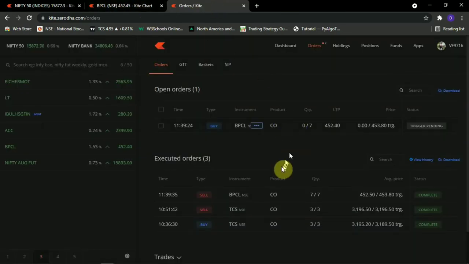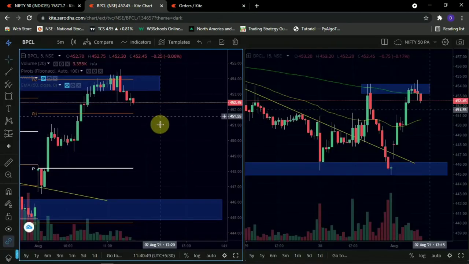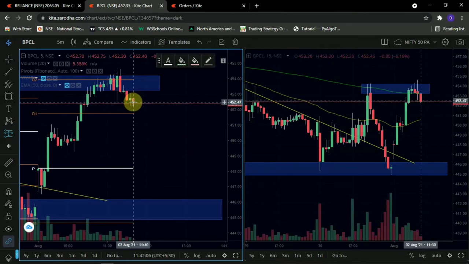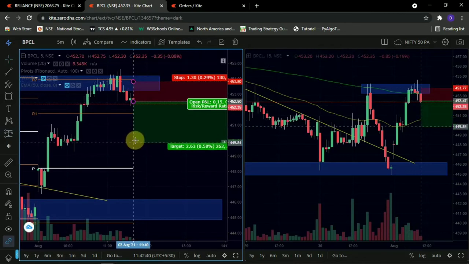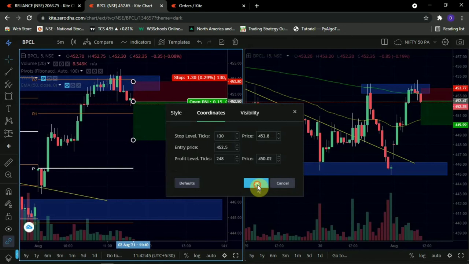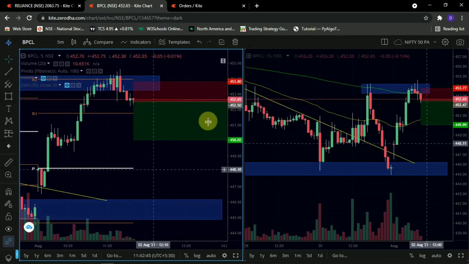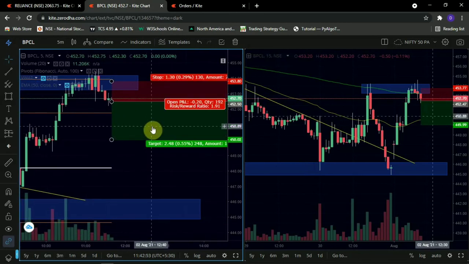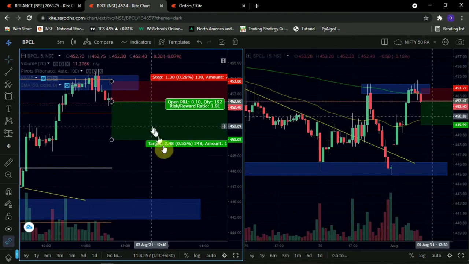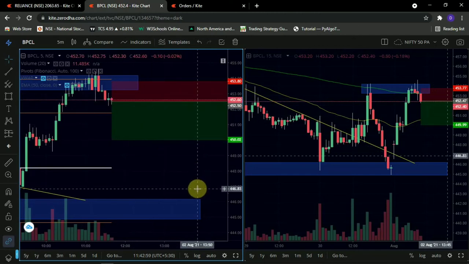Okay, just wait. So here you can see I have entered the position here. Time is 11:39. Okay, this was my entry point. Target is up to this much. So this is my trade setup. The risk to reward ratio is 1:1.9, approximately 1:2. So let us wait.